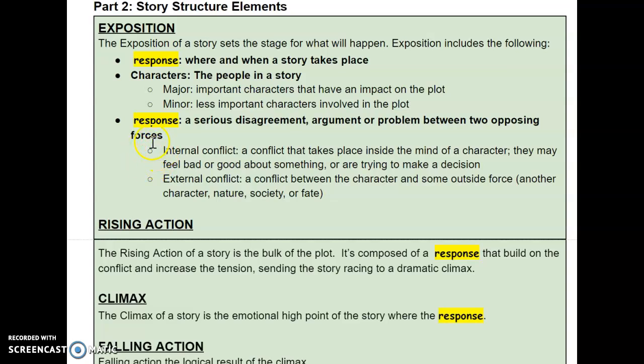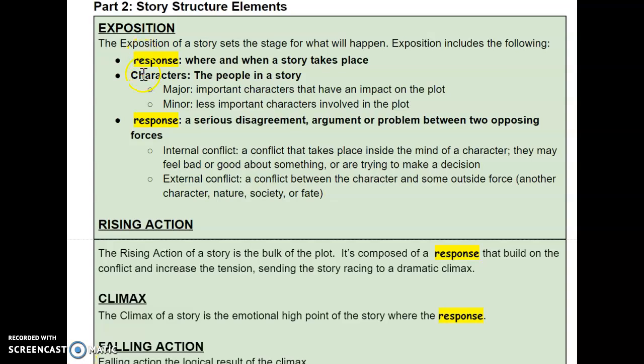You might recall from earlier years that there's 2 types of conflicts. There's the internal conflict, which means it takes place inside the mind of a character. They may feel bad or good about something, or they are trying to make a decision. Second is an external conflict, which is a conflict between the character and some outside force, another character, nature, society, or fate.